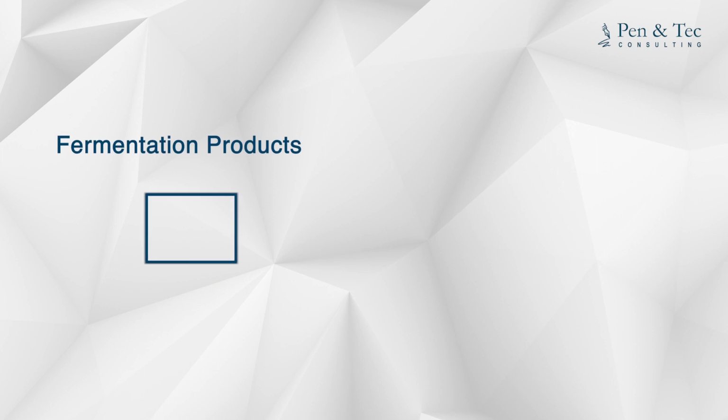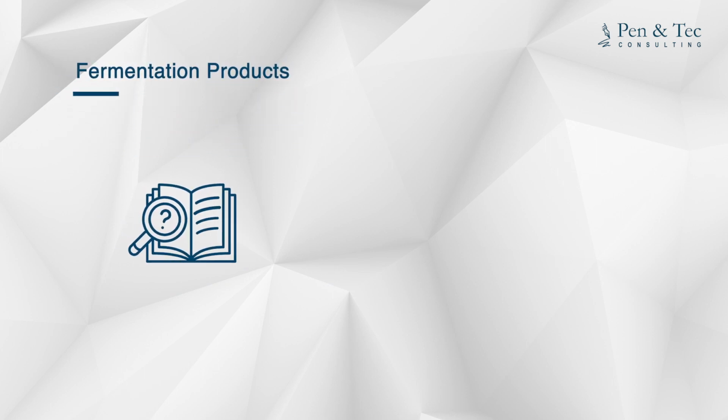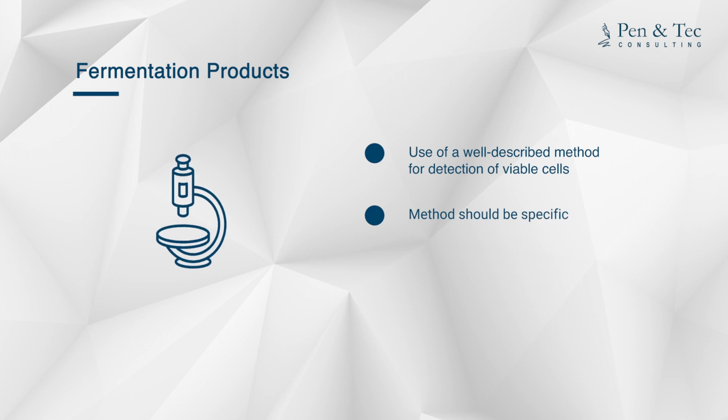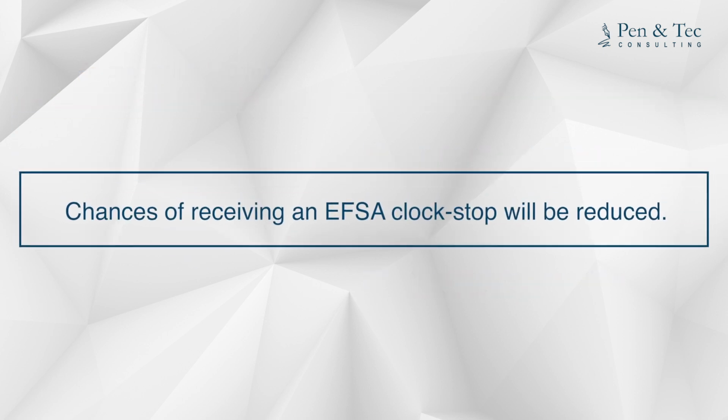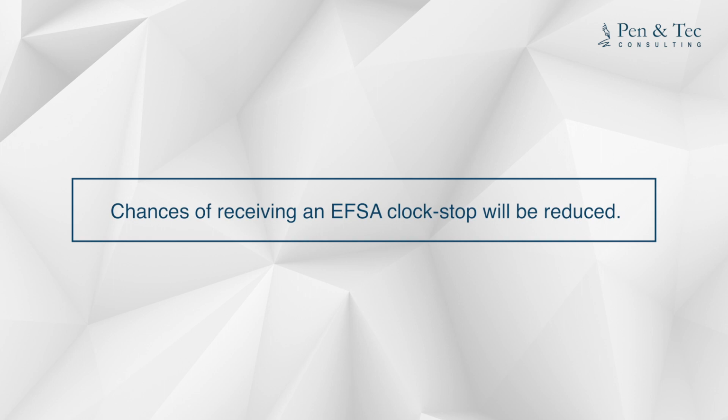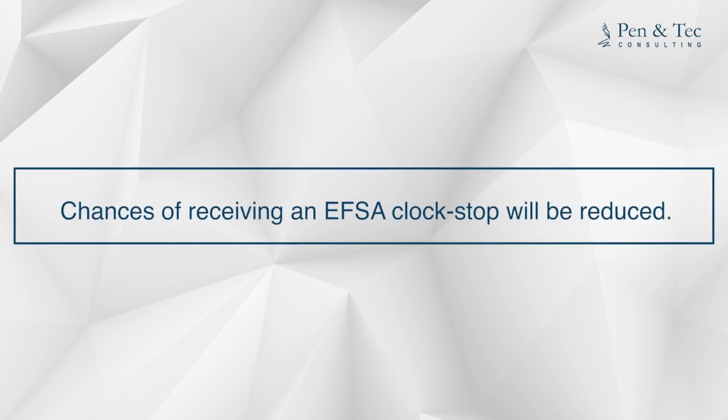Fermentation products must be tested for the absence of production strain. A well-described method for detection of viable cells of the production strain must be used. The method should be specific and applied to at least 9 samples obtained from a minimum of 3 independent production batches. If your microbial feed additive complies with these mentioned requirements, your chances of receiving an EFSA clock stop will be reduced.